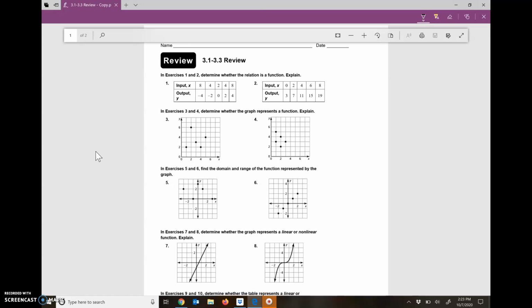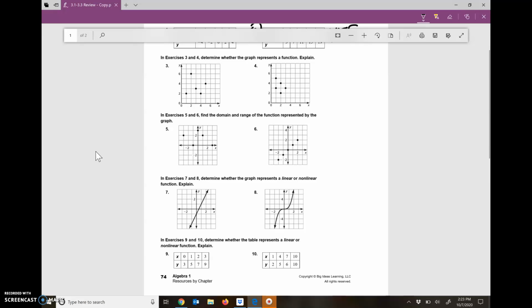So 1, 2, 3, 4 are all the same kind of question. It's just asking if it is a function. And remember, something is a function if the x's don't repeat. So prime example is number 2. My x's are 0, 2, 4, 6, 8. So none of those numbers repeat. So I would just write down next to it, yes, this is a function. None of them are repeating.